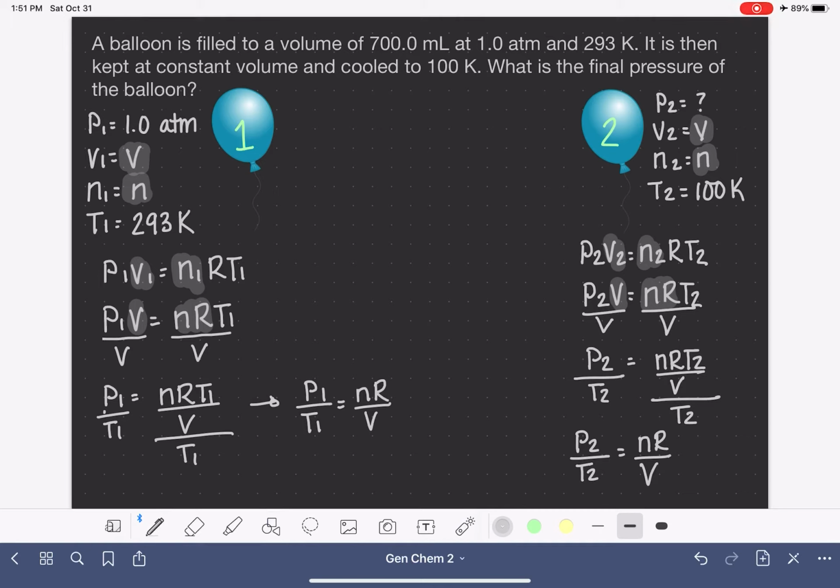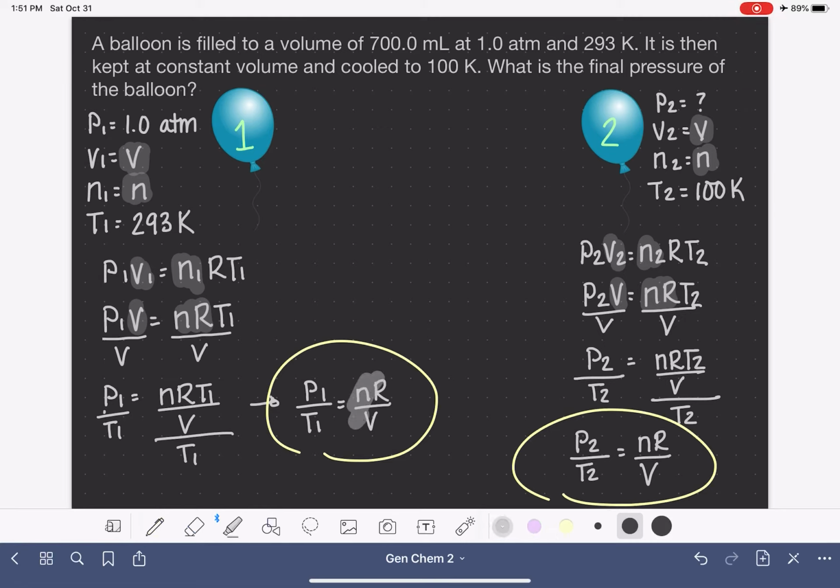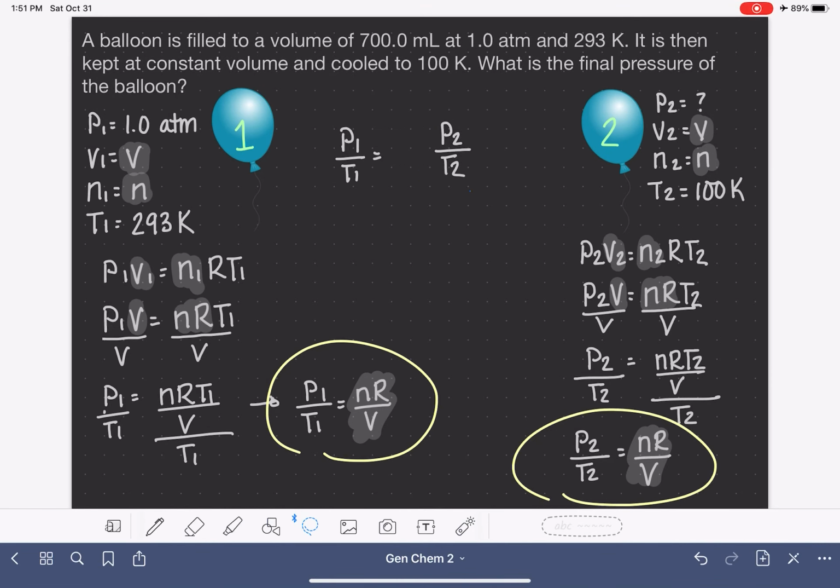Now here are the two equations. This is where we're at. Notice that both of them have this identical term, nR over V. So we can say P1 over T1 equals nR over V, and that's for our initial conditions. And nR over V is also equal to P2 over T2. Just like we saw in the last one, we can get rid of this whole term in the middle. It's not necessary anymore, and we've come up with a relationship between the variables pressure and temperature.